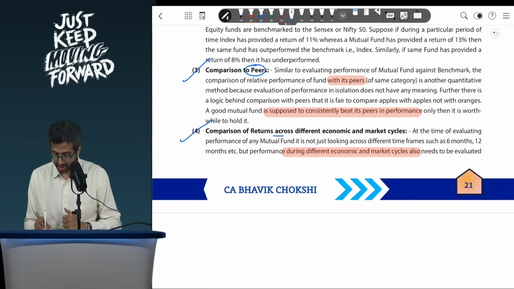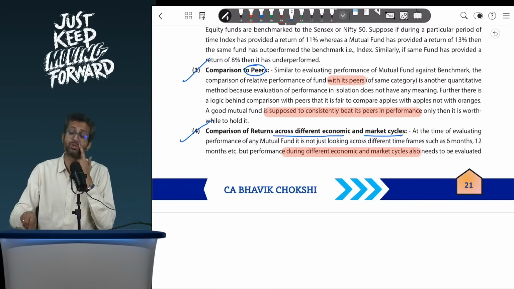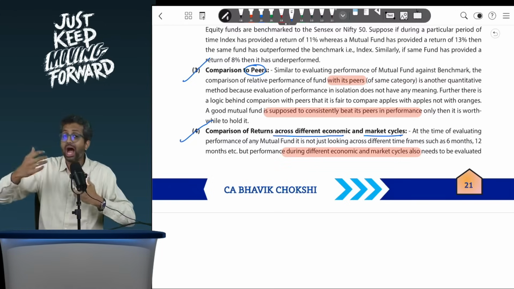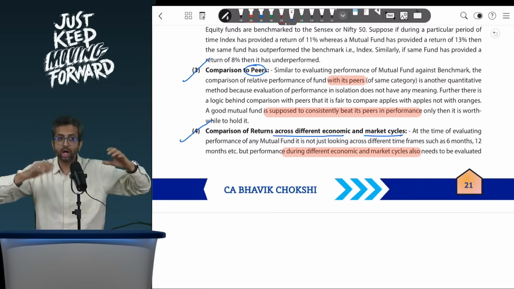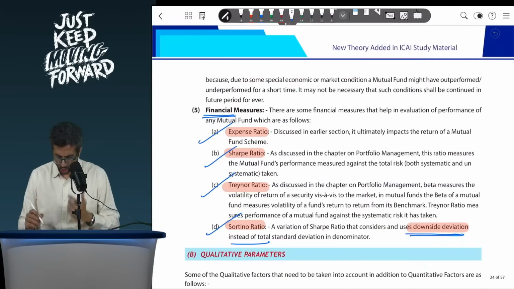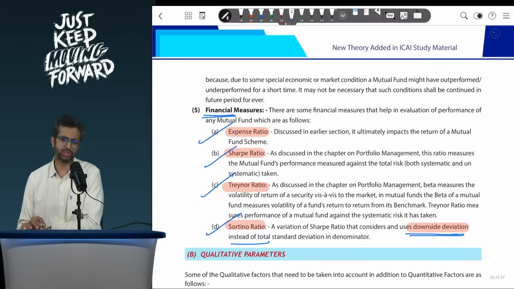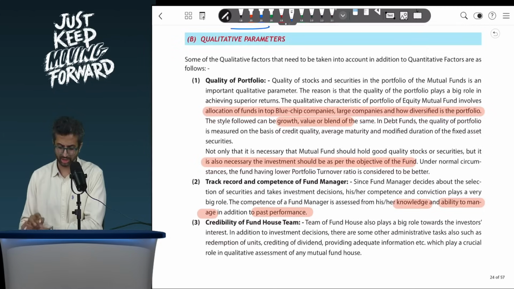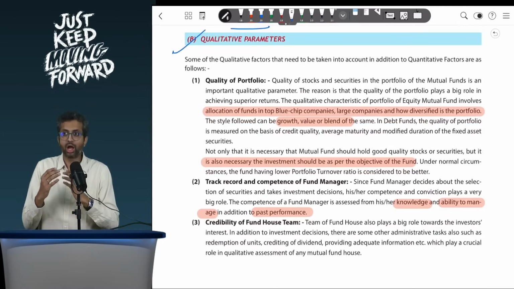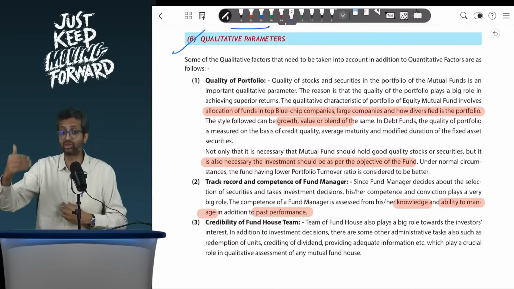Comparison across different economic and market cycles. When you do the comparison, it is not just comparison to be done at a particular point. How has the performance happened across cycles, like in an up move, down move, recession, etc. Okay, and the financial measures, which in my opinion are the more important ones when you write the theory. Qualitative parameters. Over here we have just focused on the numbers, like how have you performed as compared to the Sensex, that is a benchmark.